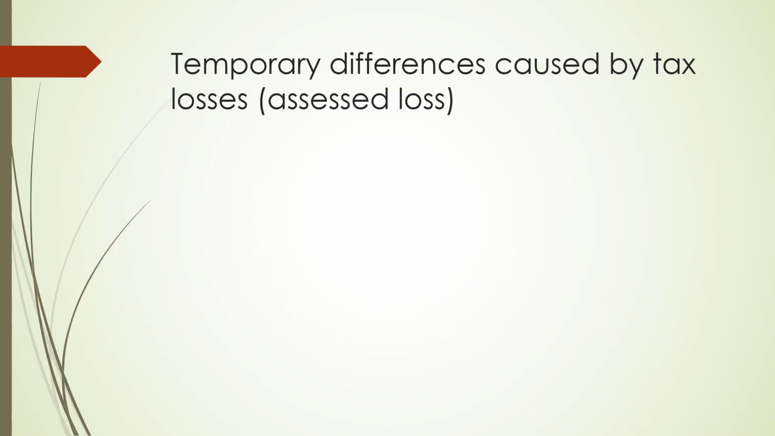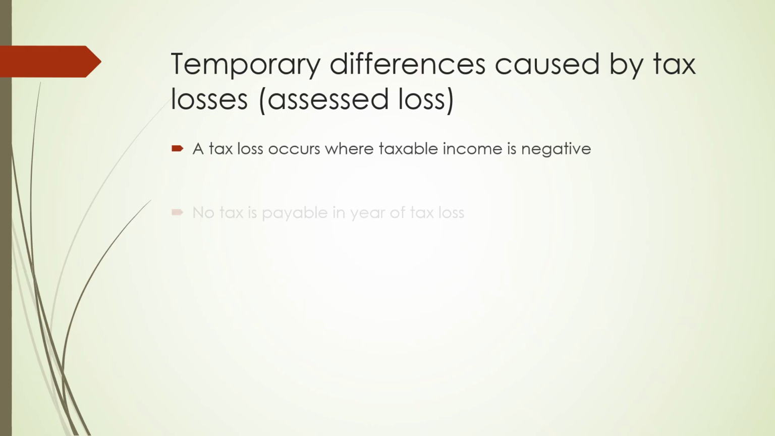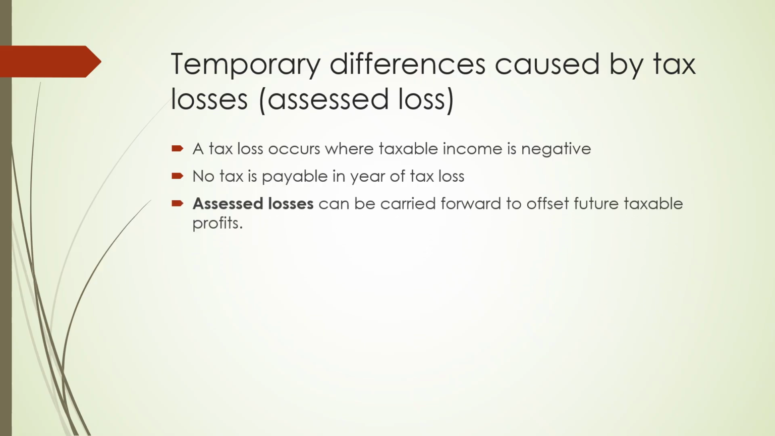The final reason for temporary differences that we are going to look at is temporary differences that are caused by tax losses, also known as assessed losses. A tax loss occurs where taxable income is negative. No tax is payable in the year of the loss. An assessed loss can be carried forward to offset future taxable profits. This creates a deductible temporary difference.